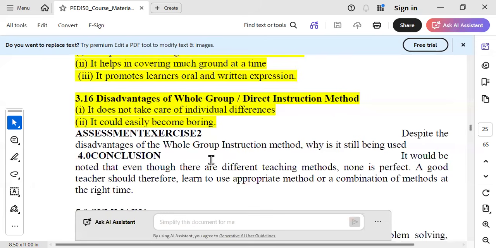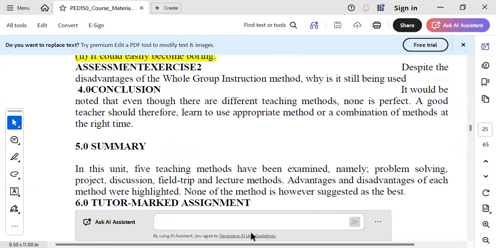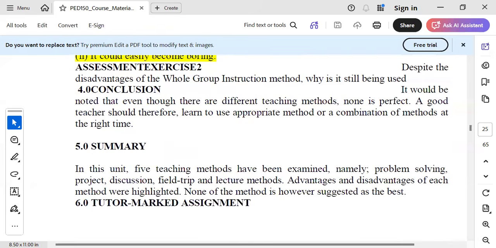Now before we conclude on this unit and probably go through a kind of summary of everything we've done, let me quickly talk a bit about that whole group method. It seems to be a bit strange. Let's just take one or two examples, a kind of illustration to help us understand what they're trying to say. Let's assume that in your class, you have 50 pupils there.